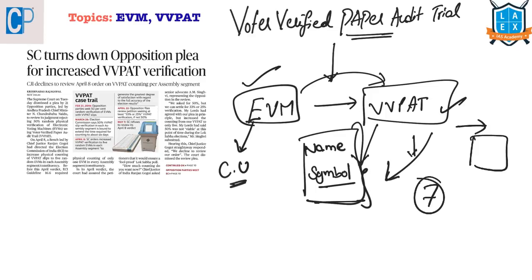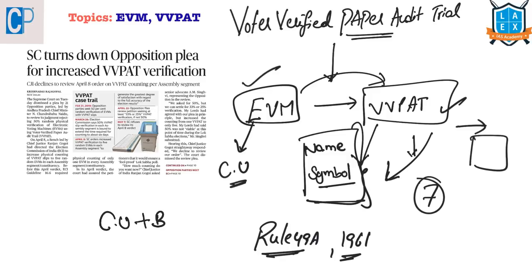Then what about the legality of this VVPAT? According to Rule 49A of the Conduct of Election Rules of 1961, every EVM should have a control unit as well as a balloting unit, and also it can have a printer with a drop box that is attached to the voting machine for printing a paper trail of the vote. This is according to Rule 49A of the Conduct of Election Rules of 1961.